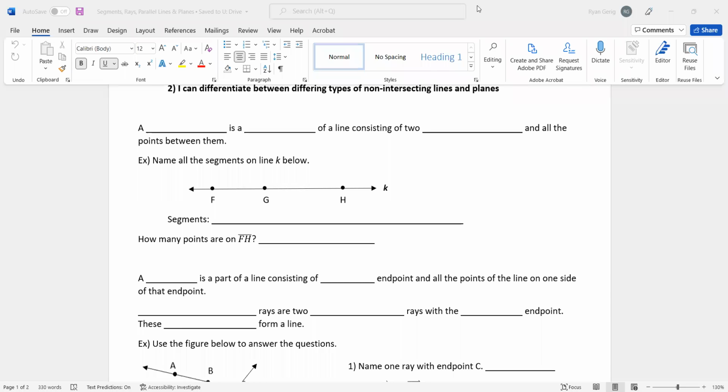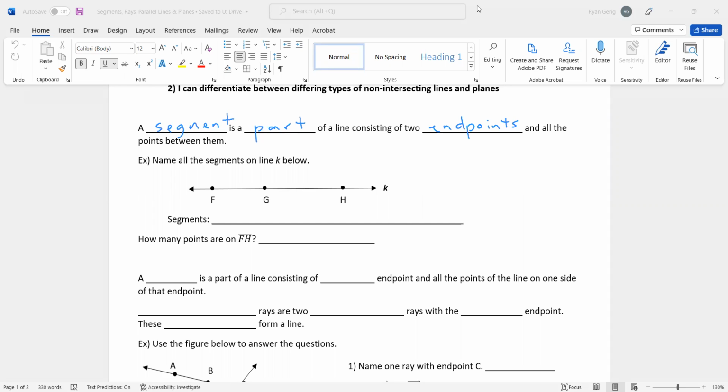A segment is what you're more used to here. We did a line in the first lesson, and you really don't see very many actual lines that go on forever. You're used to seeing segments. A segment is a part of a line, consisting of two endpoints and all the points in between. Name all the segments on line K below.